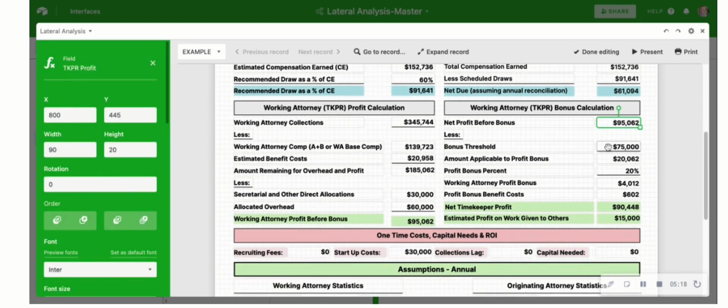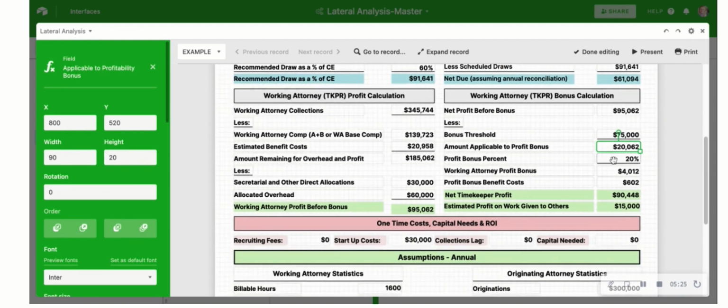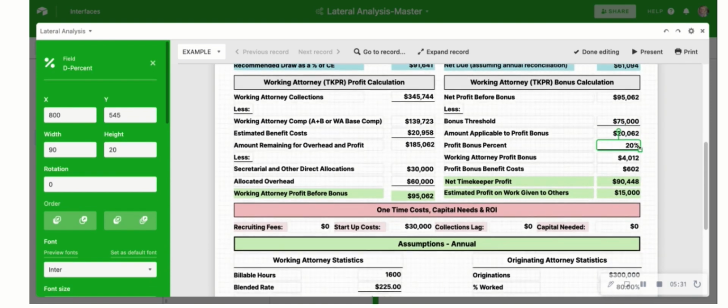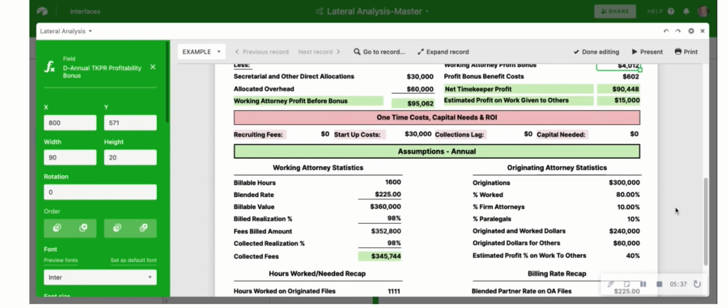So that number goes back up here, and then we subtract out the bonus threshold, which, as I said before, you leave, in this case, 20,000. That's what's left over. The bonus percentage, which was agreed upon, goes here. In this case, we have 20%. So that's how the bonus gets calculated.